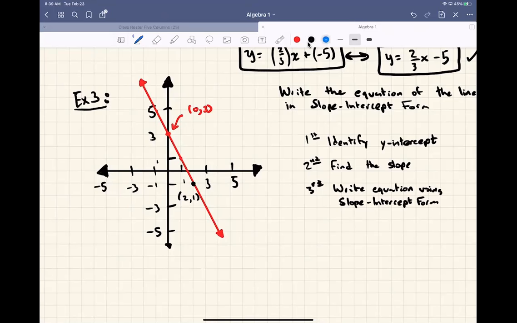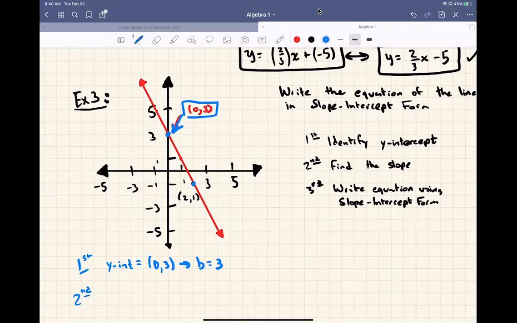First we gotta identify our y-intercept. Luckily it's already been labeled for us: the y-intercept is this point, which is (0, 3). So I'm gonna write y-int is equal to (0, 3), which means b is equal to 3. Second, find the slope. We have a point here and a point here. We can find it using the slope formula, or you can do rise over run. I'm going to focus on rise over run.